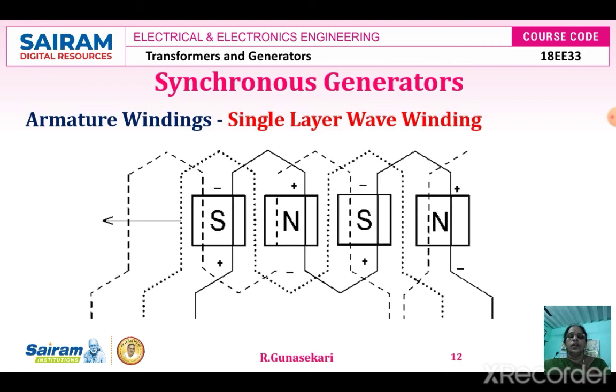Then single layer wave winding. Single layer wave winding means the coils are laid out in a wave pattern only. So for example, 1 to 7, again 7 to 14, like this. Here you see that is south, then south to here. So the connection is like this only. So this is the single layer, where one slot consists of only one coil side. This is the wave winding, so single layer wave winding.